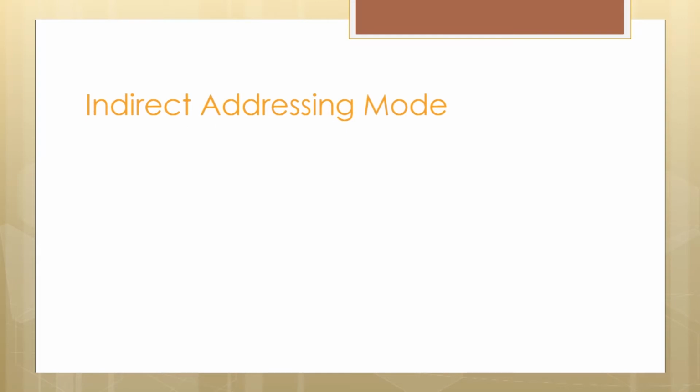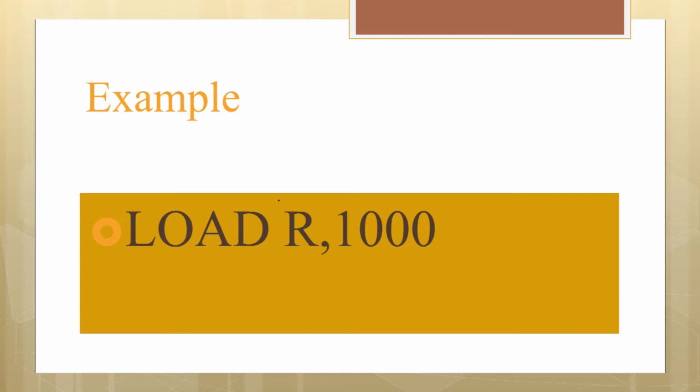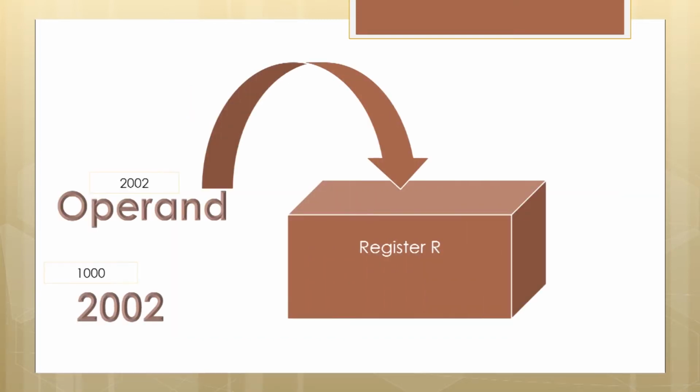Next is indirect addressing mode. It is a flexible addressing mechanism. The address of the source operand is not included in the instruction, but rather a register or memory location, given in parentheses, that holds the effective address of the operand. Consider the instruction load R, (1000), the memory location 1000. This instruction loads the register with the contents of the memory location whose address is stored at 1000.